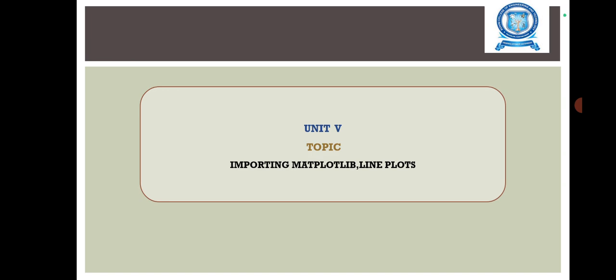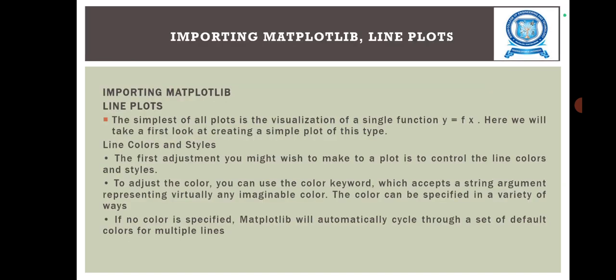Importing Matplotlib line plots. The simplest of all plots is the visualization of a single function, y equal to f(x). Here we'll take a first look at getting a simple plot of this type. It can be thought of as a single container that contains all the objects representing axes, graphics, text, and labels. The axis is an instance of the class plt.axis, a bounding box with ticks and labels, which will eventually contain the plot elements that make up our visualization.